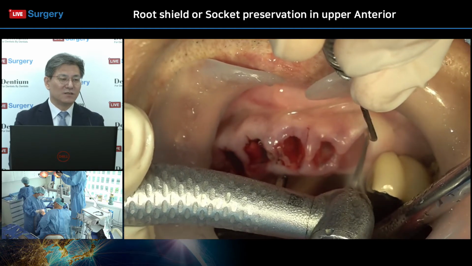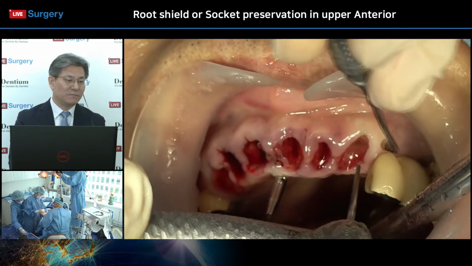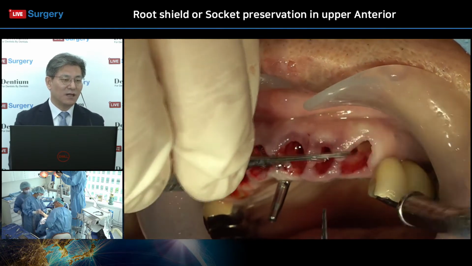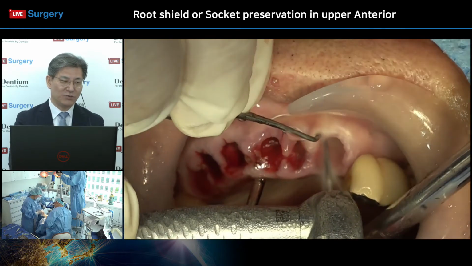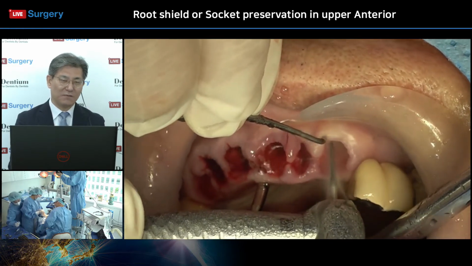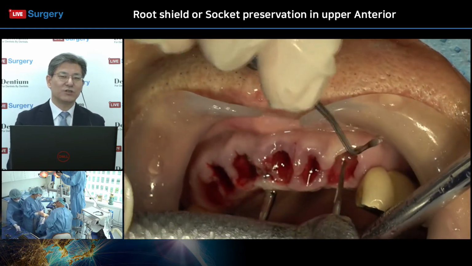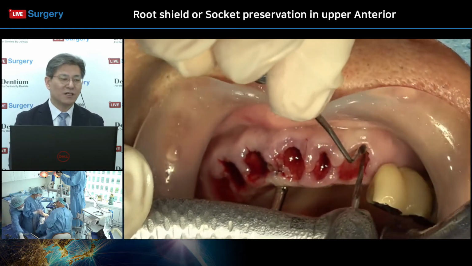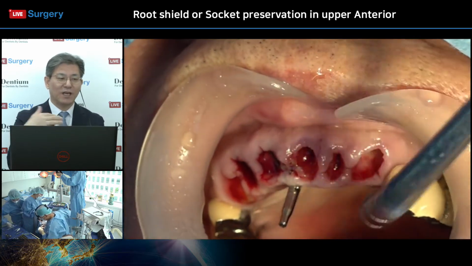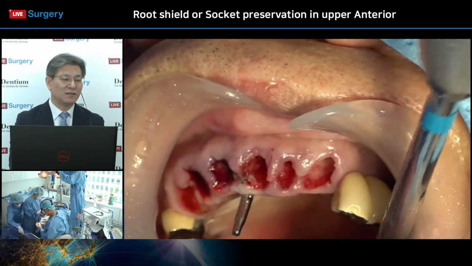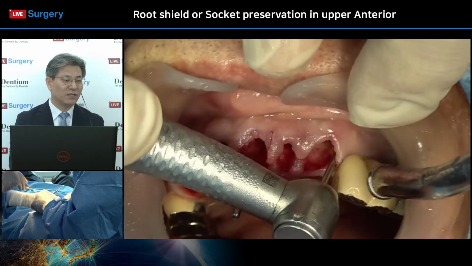So we need more skill. But this technique is inexpensive compared to the conventional GBR procedure. It has faster healing and less cost for graft materials or other biomaterials, simple insertion, and it is easy to maintain the labial bone. All of these are advantages of the socket shield technique.